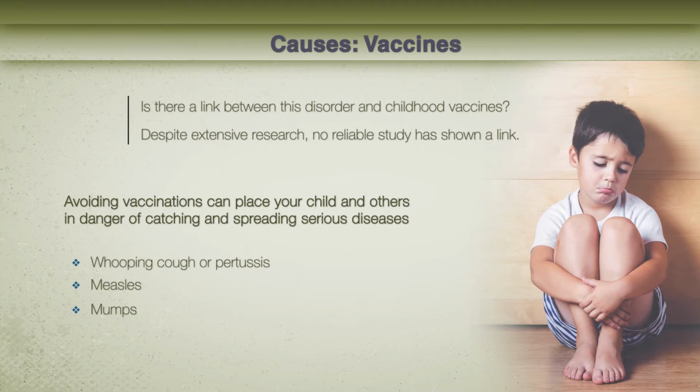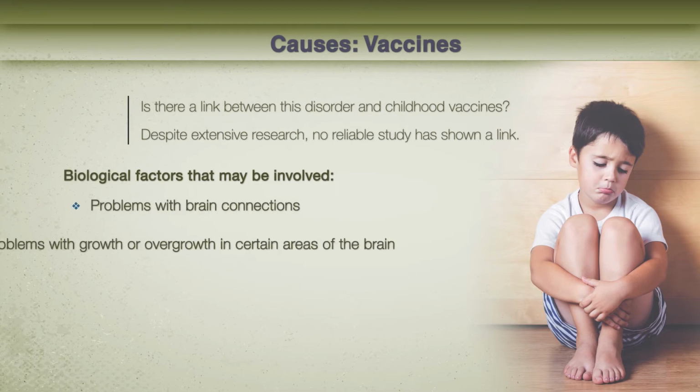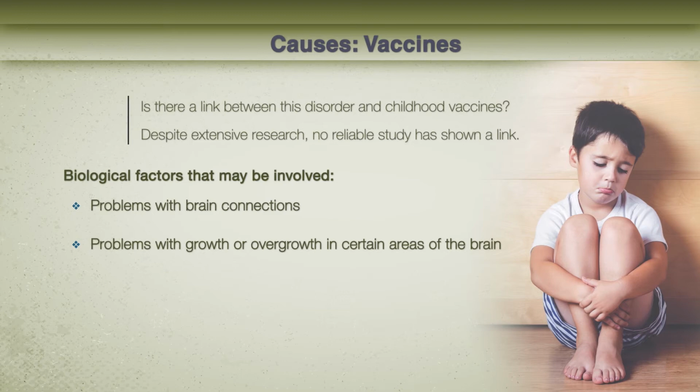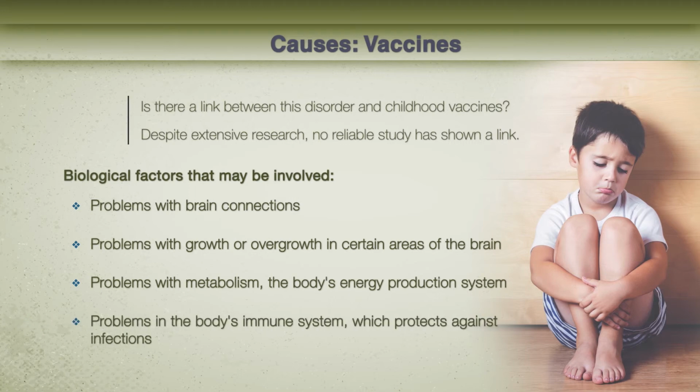Researchers are also investigating other biological factors that might be a cause of ASD. Some of these include problems with brain connections, problems with growth or overgrowth in certain areas of the brain, problems with metabolism, which is the body's energy production system, and problems in the body's immune system, which protects against infections.